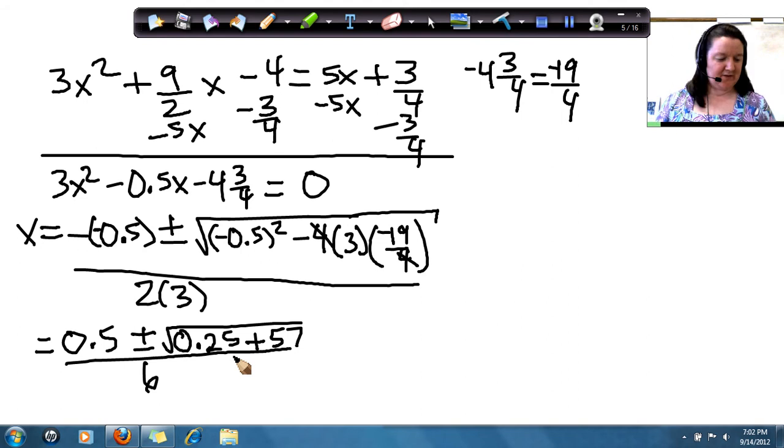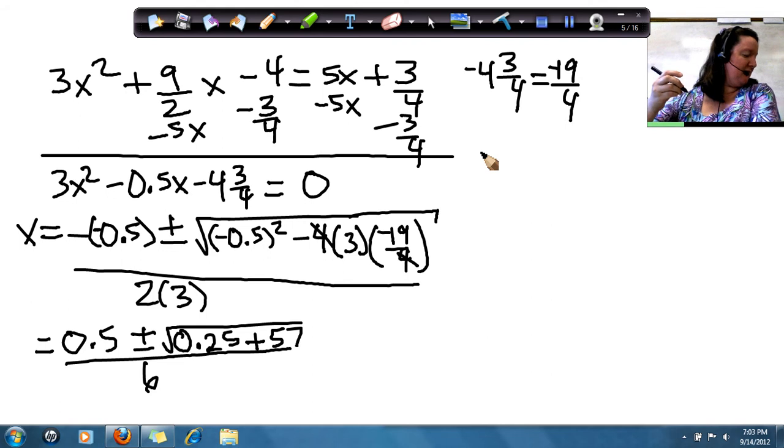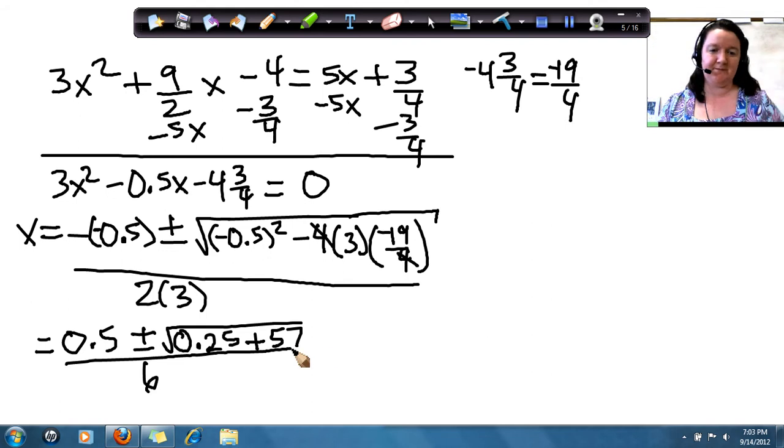So let's figure out what 57.25 is. Take the square root of that. Well, that's not a nice number. 57.25. If we think about it, I guess we could just make it into decimals, because that seems like the easiest thing to do at this point. So I have 0.5 plus or minus, and if I take the square root of 57.25, that gives me plus or minus 7.56. Because it's not a nice fraction at all.